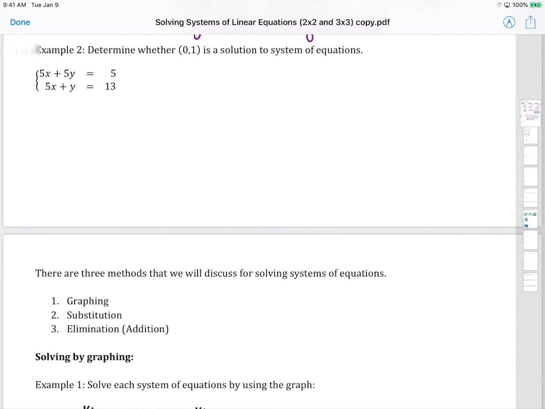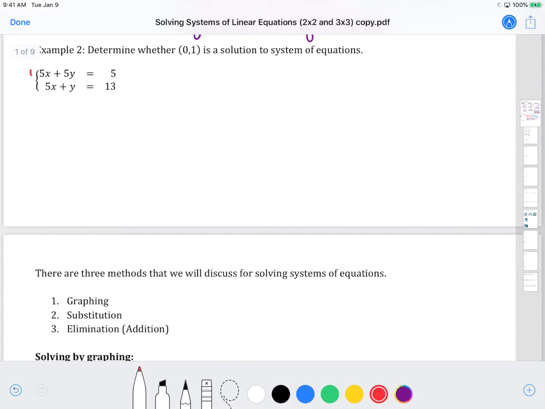Okay, example 2, we're going to do the same thing again. I'll call this line number 1 and this line number 2. And it's asking us to determine whether (0, 1) is the solution to the system. And I've got to check (0, 1) in both lines. So if we check line number 1 first, I'm going to plug in 0 for x and 1 for y. So I have 5 times 0 plus 5 times 1 is equal to 5. So this gives me 0 plus 5 is equal to 5. So this works for that specific equation.